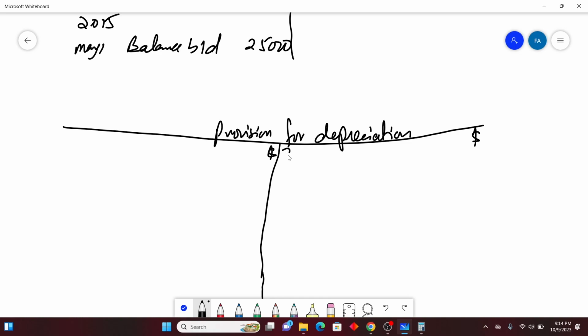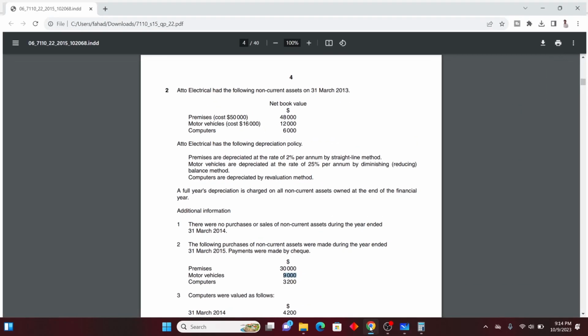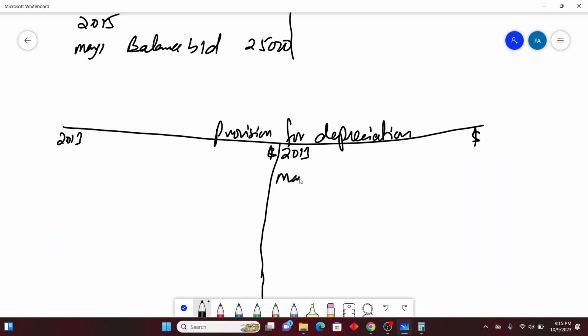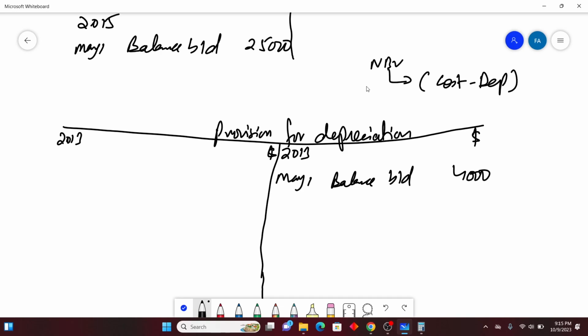So this is 2013, the first year. Sir, how do you get the depreciation? Motor vehicles cost is 16,000 and the net book value is 12,000. So the 4,000 difference is the depreciation. The 4,000 balance BD amount is the depreciation. How did you find it? Net book value is calculated as cost minus depreciation. If you don't know the depreciation, but you have the cost and the net book value, you could just rearrange the equation and you will get an answer.